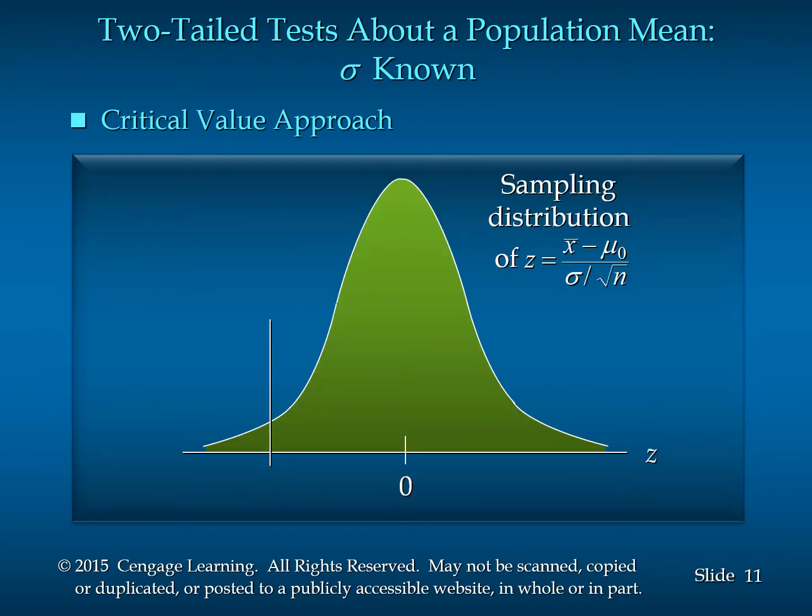This diagram of the normal curve shows the result. Again, for a two-tailed test, we have to use alpha over 2, the significance level over 2, to determine our critical z-value.